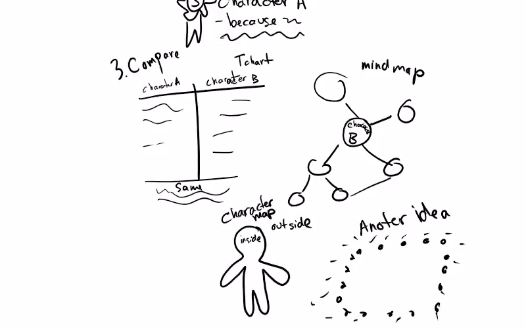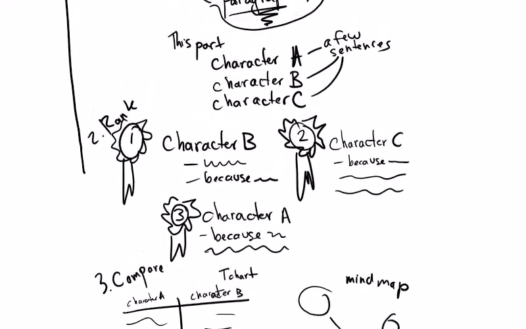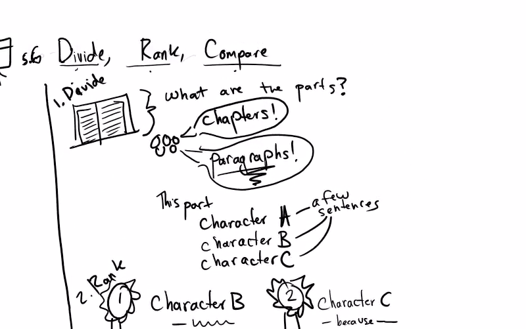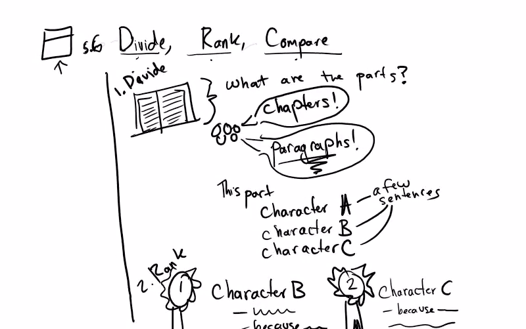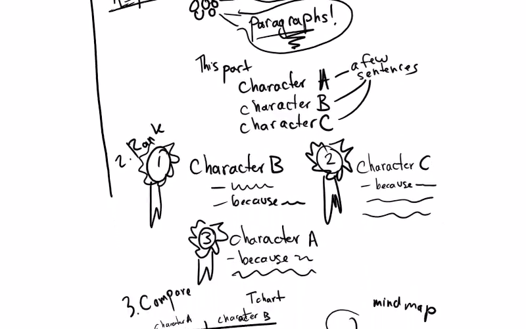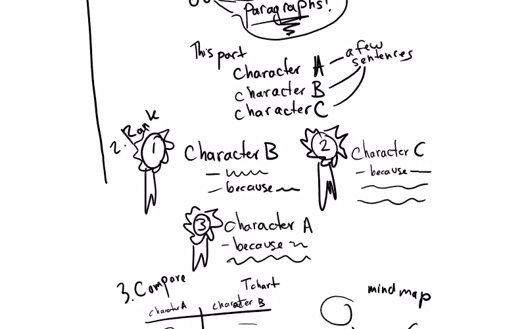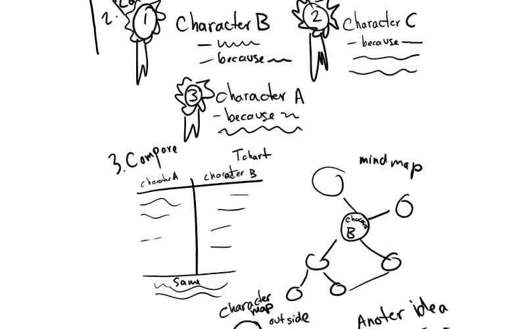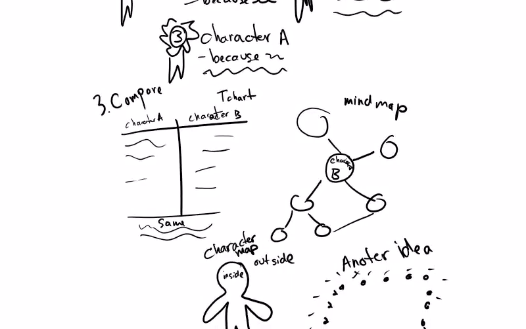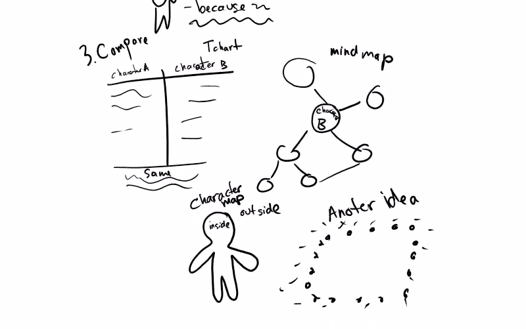As long as you are comparing, because one way to think more about reading is to divide, rank, and compare. So you divide into parts, then you rank for second and third or whatever, most important, and then you compare any way you want, like a T-chart, a mind map, character map, or one of your own ideas.